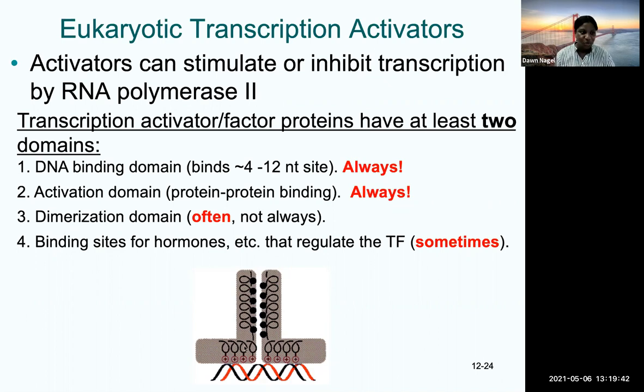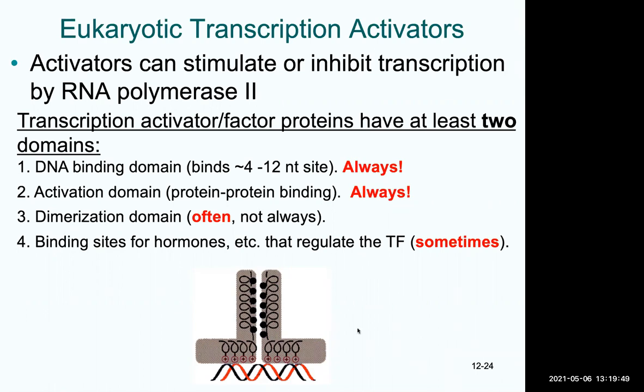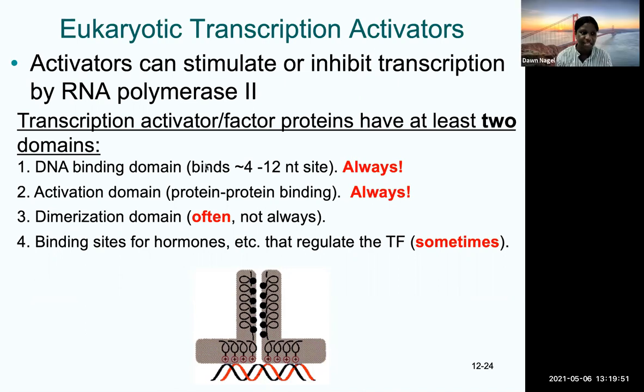Okay, so were you guys able to see this slide where it was talking about the DNA binding domain? Yes. Okay, good. So you need to always have a DNA binding domain and the activation domain, which is important. Dimerization, if you want to interact with other protein families or other members within the same transcription activator type family. And you also sometimes can have a binding site for certain types of hormones, such as steroids, etc., depending on the activator protein. So this is sometimes.